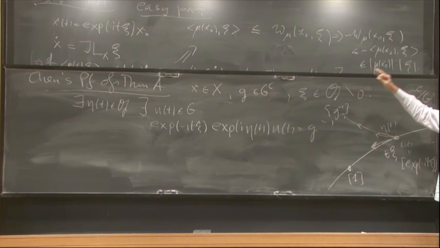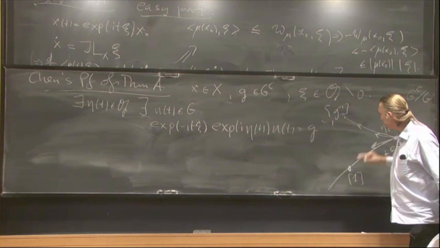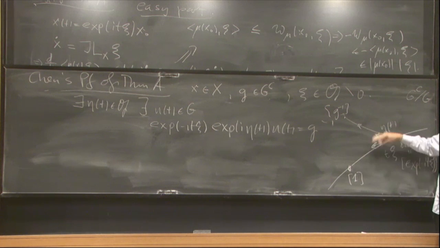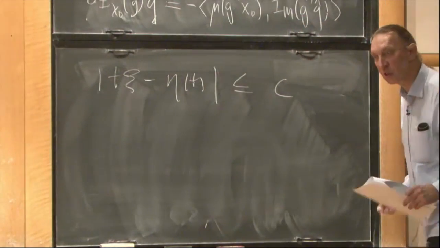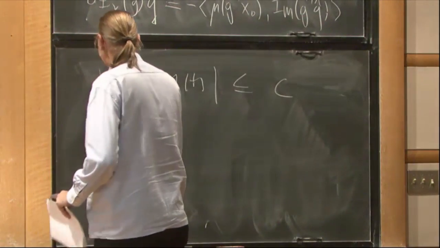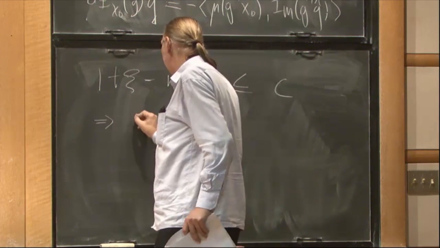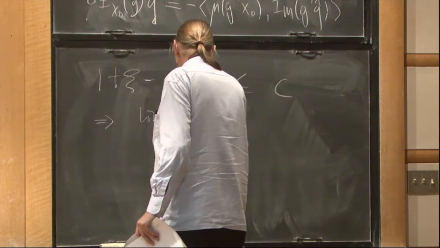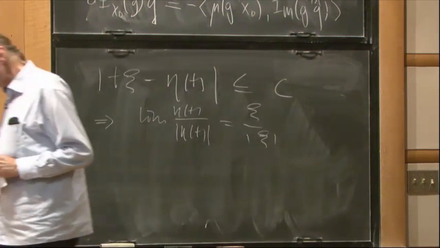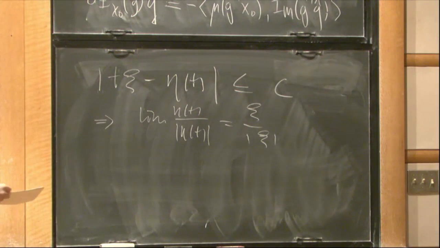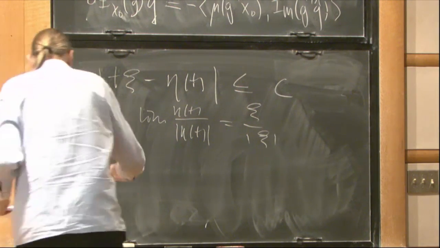This I didn't say before, or did I? So G^C mod G is a negative curvature manifold. This means that the difference between these two vectors is less than the distance between these two points. So you have the inequality that the norm of t xi minus eta of t is less than a constant c, which I don't care about. And that implies, by normalizing the vectors, as t goes to infinity, that the limit of eta of t divided by the norm of eta of t is exactly xi divided by the norm of xi. Now, there's a little estimate that involves, roughly speaking, the same argument that's on this blackboard here. And that's the following.